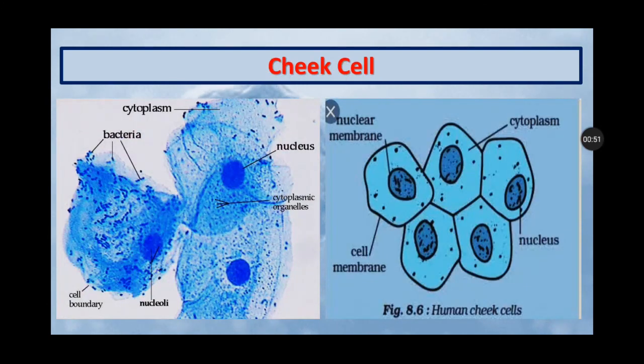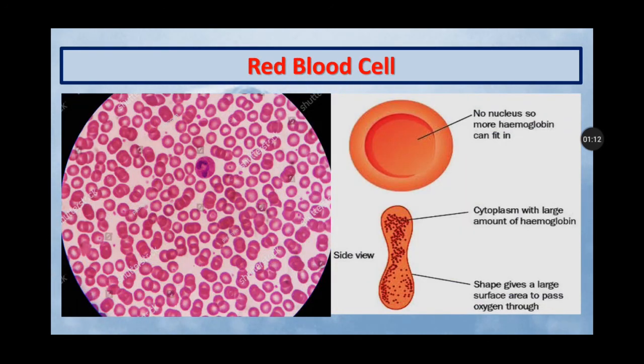Okay, now the next one is the cheek cell, and the first one is the stained slide of cheek cells. It has a nuclear membrane, a cell membrane, cytoplasm and the nucleus, as you can see in this picture. The next one is red blood cells. The first diagram is from the microscope. It's a stained one, and the next one has no nucleus. The red blood cells don't have a nucleus, and this is the diagram of the red blood cell.